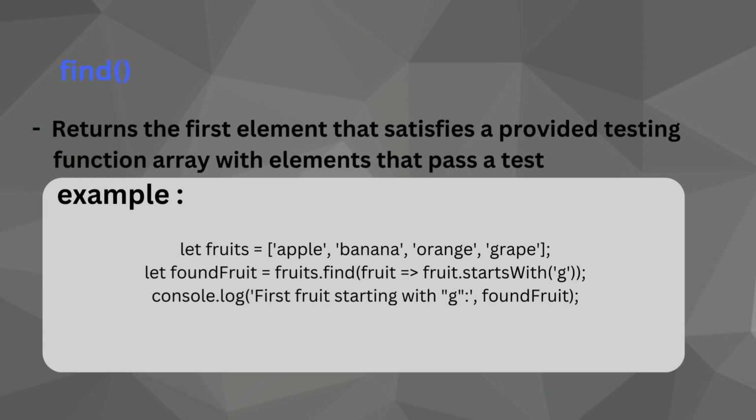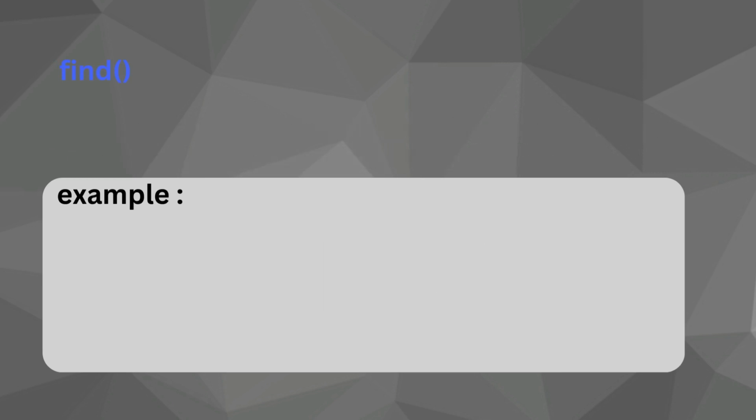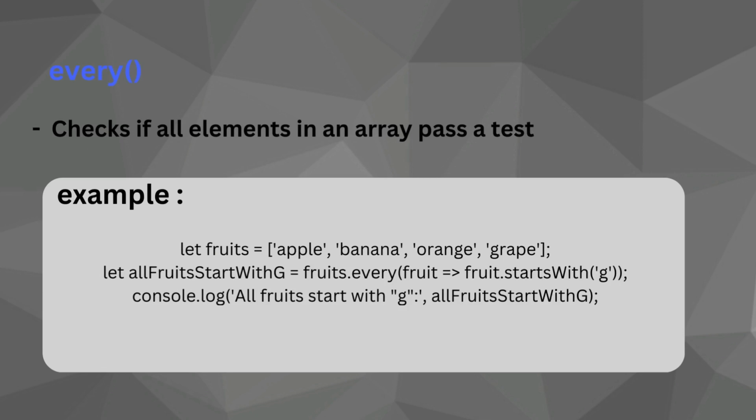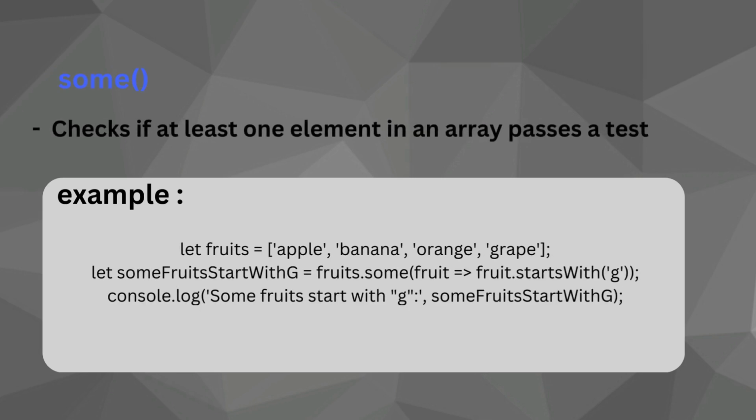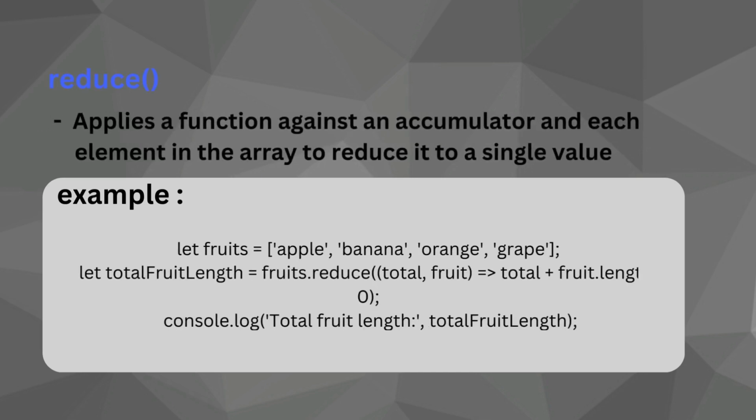Next method is reduce, applies a function against an accumulator and each element in the array to reduce it to a single value. Next method is sort, sorts the elements of an array in place. Next method is reverse, reverses the elements of an array in place. Next method is join, joins all elements of an array into a string.